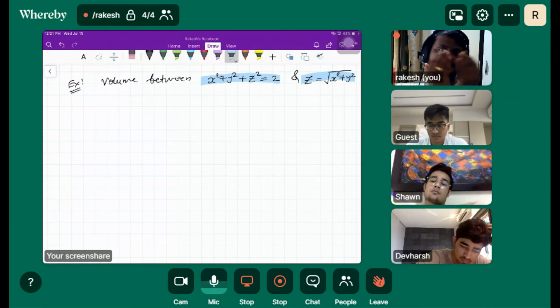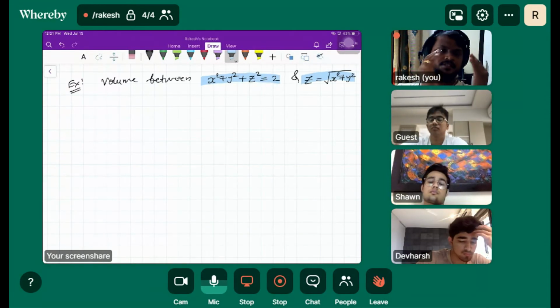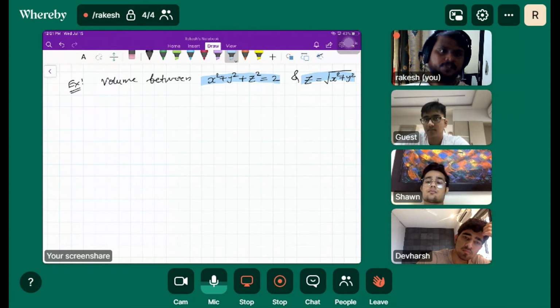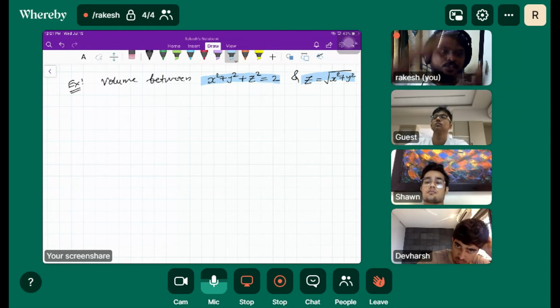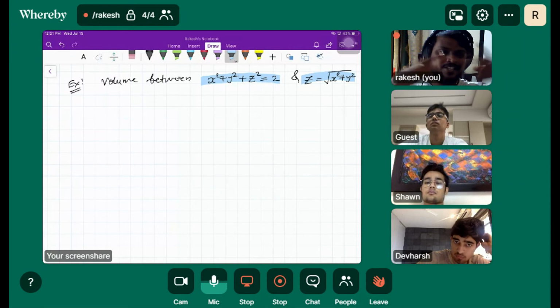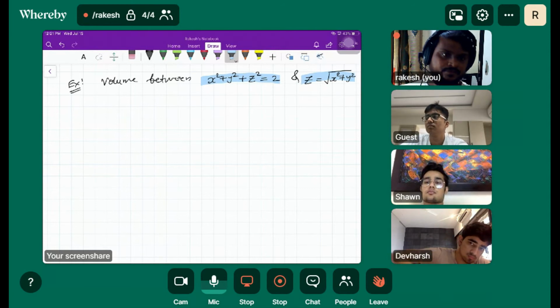And below that we have another surface, which is z is equal to root x square plus y square. Are you getting that? This is one surface. Below that we have another surface. They will intersect somewhere. They must intersect, because we are finding out the volume between these two surfaces. It should give you the closed region. Are you getting that? For which we are finding out the volume, isn't it?